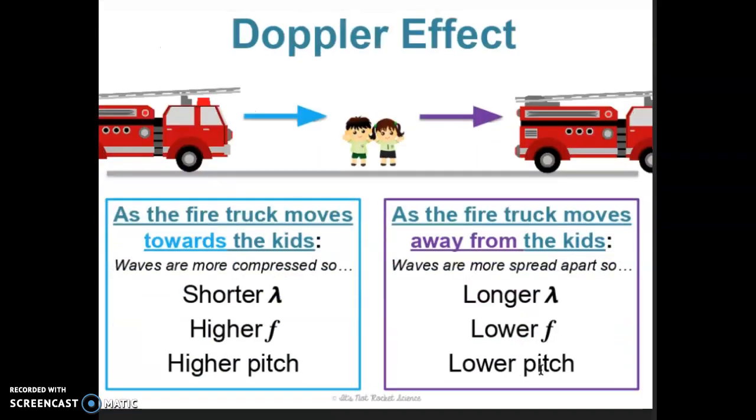So we have, as fire trucks move towards the kids, shorter wavelengths, which means higher frequency and much higher pitch. As it moves away from the kids, it's a longer wavelength with lower frequency and a lower pitch. So it sounds like it is getting quieter as it goes away, and it's getting louder as it comes towards you from behind. So it's very, very neat.